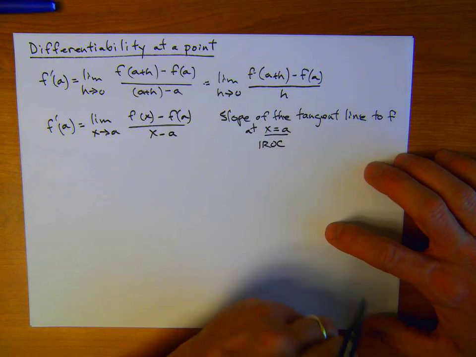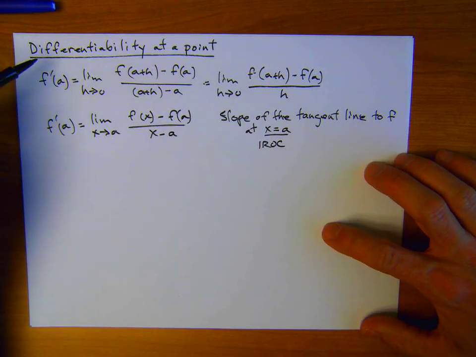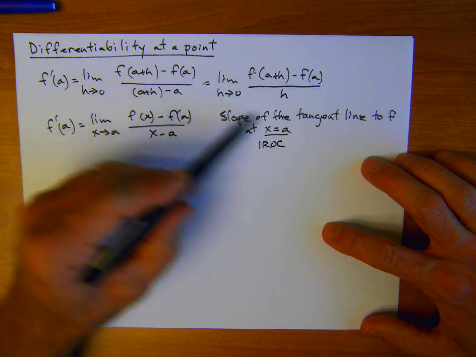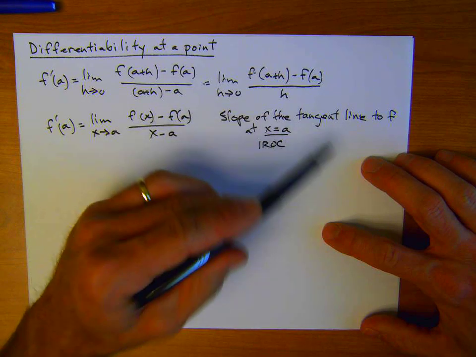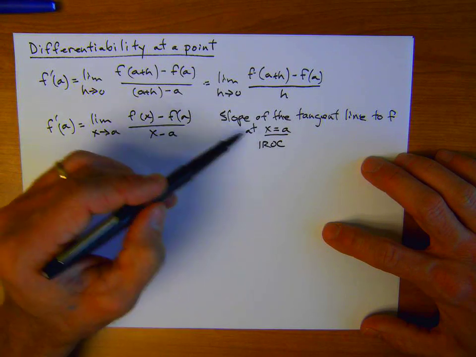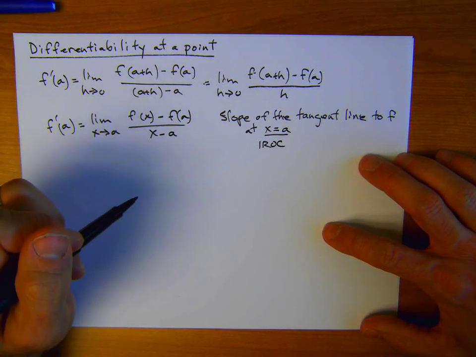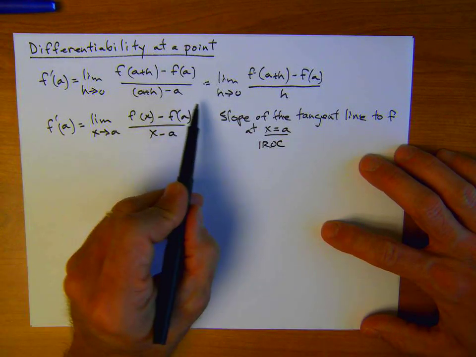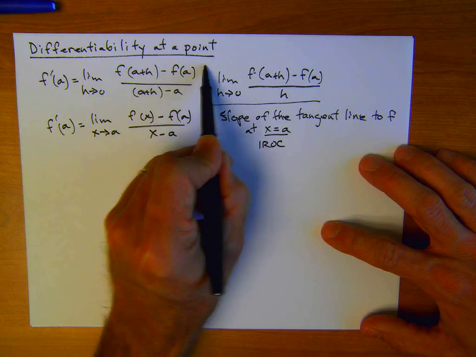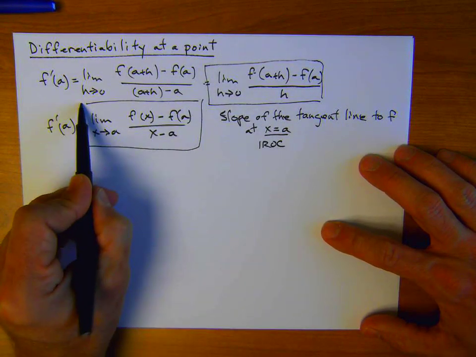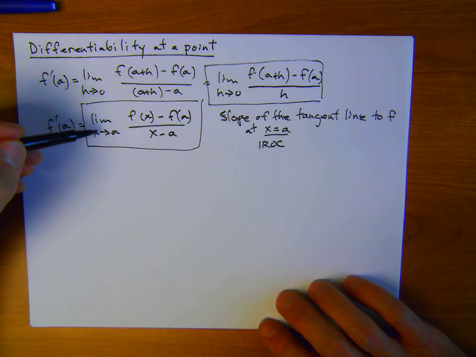All right, so the question that I'm posing in this lecture is, when is a function not differentiable at a point? When do we not have the slope of the tangent line to a function? When is the instantaneous rate of change of a function undefined? These are all kind of equivalent ways of saying it. But if you go back to our definitions here, notice that in both cases, the definition is a limit.